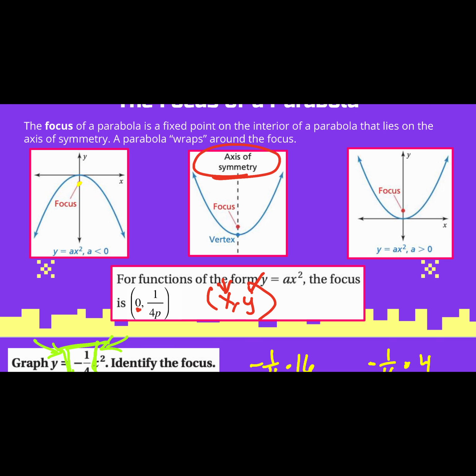Our y value of our focus we find by doing 1 over 4 times p. And again, sometimes we'll see it as 1 over 4 times a, because our p value is the same as our a value. But for whatever reason, in Algebra 2, they use p instead of a. So we're going with what you'll see in Algebra 2. So to find that y value of our focus, we go 1 over 4 times p.